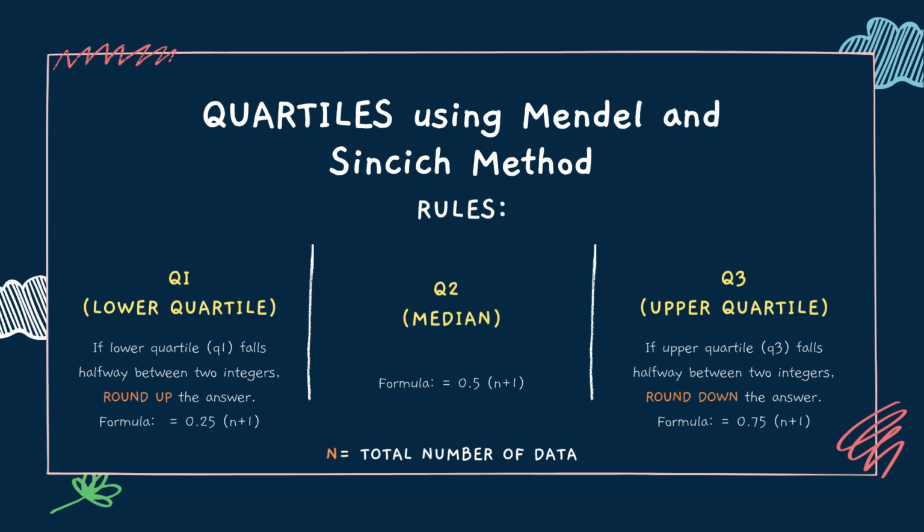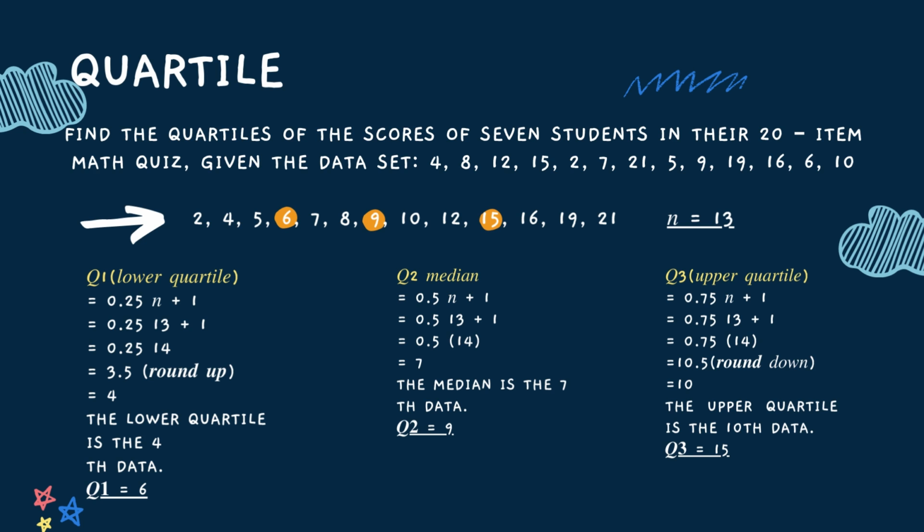If you're curious what n is, it is indicated here that n is the total number of data, meaning the total number of all the data that we have. Let's go ahead and proceed to the first example of the Mendenhall and Sincich method. Here we have, for example: find the quartiles of the scores of 7 students in their 20-item math quiz.